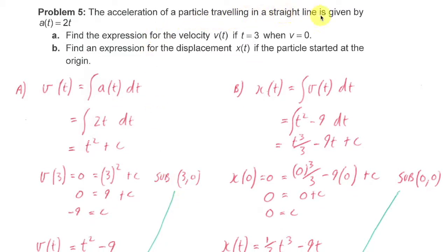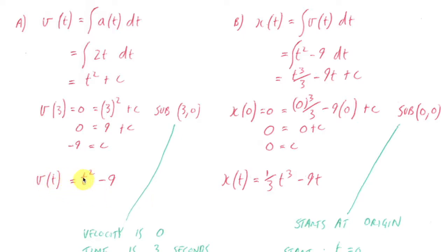The acceleration of a particle travelling in a straight line is given by a of t equaling 2t. We need to find an expression for velocity if t equals 3 and v equals 0. So firstly, we're just going to find out the general solution for the velocity, and then we're going to work out from this information here specifically what the c is, that constant. So the velocity will equal the antiderivative of acceleration with respect to t, and we end up with t squared plus c. I'm now going to make use of this fact that after 3 seconds, the velocity will equal 0. So v of 3 equals 0, which will equal 3 squared plus c, so I've just subbed that point in. And you can see we can establish here that c, the unknown constant, is negative 9. So now my velocity, v of t, is equal to t squared minus 9.